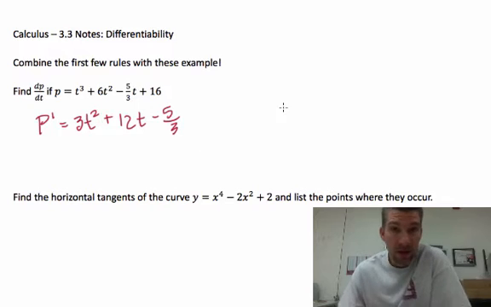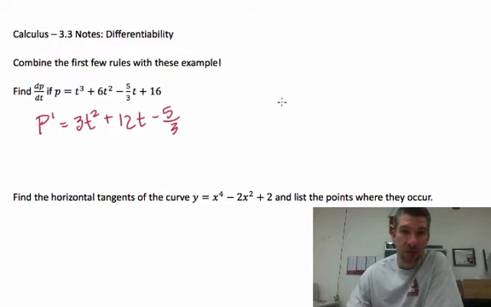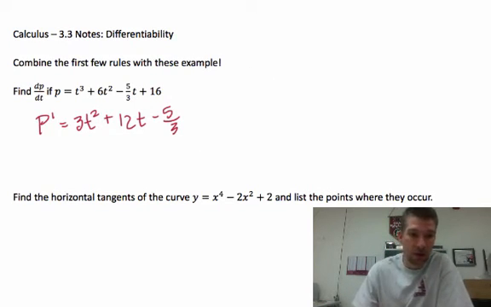And remember that the derivative of a constant is 0. And that's all I did. That's all there is to it. Do you see the pattern? 3 times the number in front, which happens to just be 1. Subtract 1, that gets me the 2. 2 times the number in front, 12. 12 times t to the first power, just t.